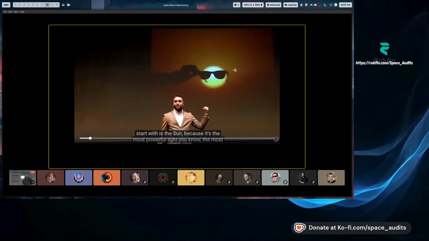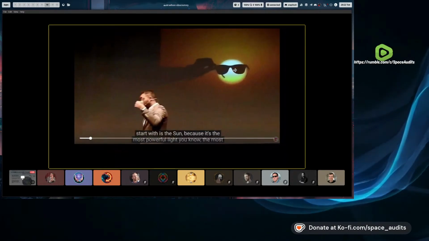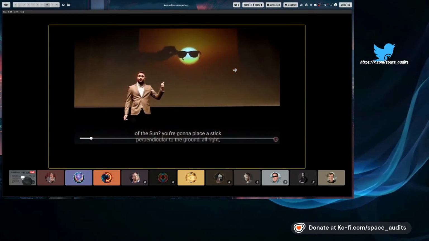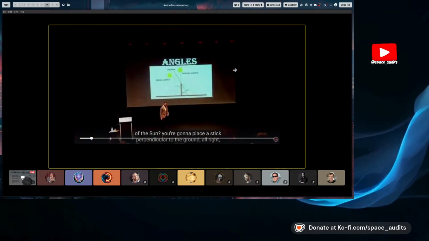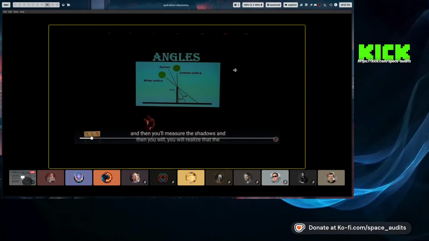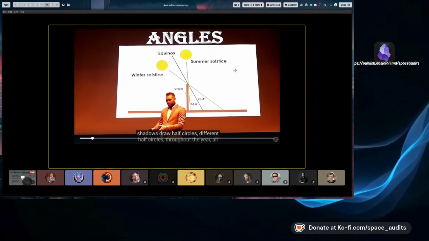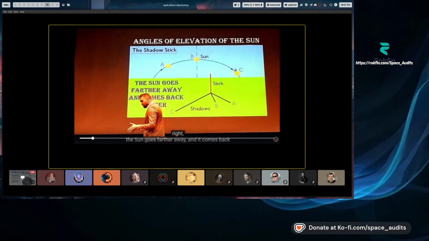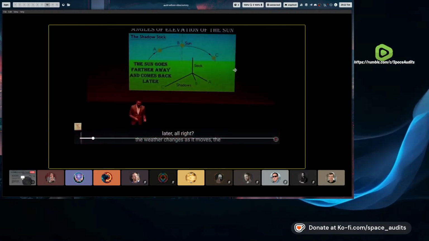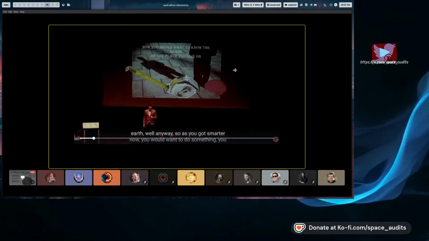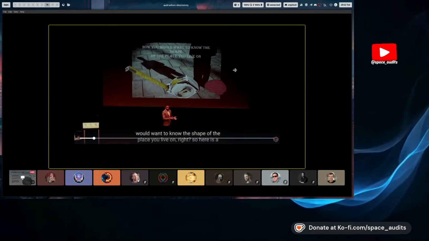You would start with the sun, because it's the most powerful light you see, so why not? So what are you going to do with the lights of the sun? You're going to place a stick perpendicular to the ground, all right? And then you measure the shadows, and then you will realize that the shadows draw half circles, different half circles throughout the year, all right? The sun goes farther away and it comes back later, all right? Well, anyway, so as you got smarter now, you would want to do something. You would want to know the shape of the place you live on, right?